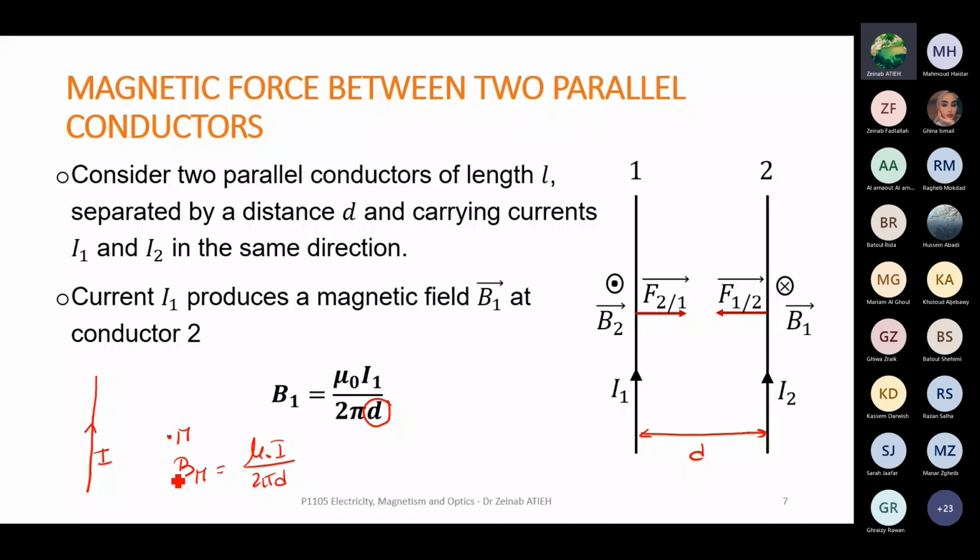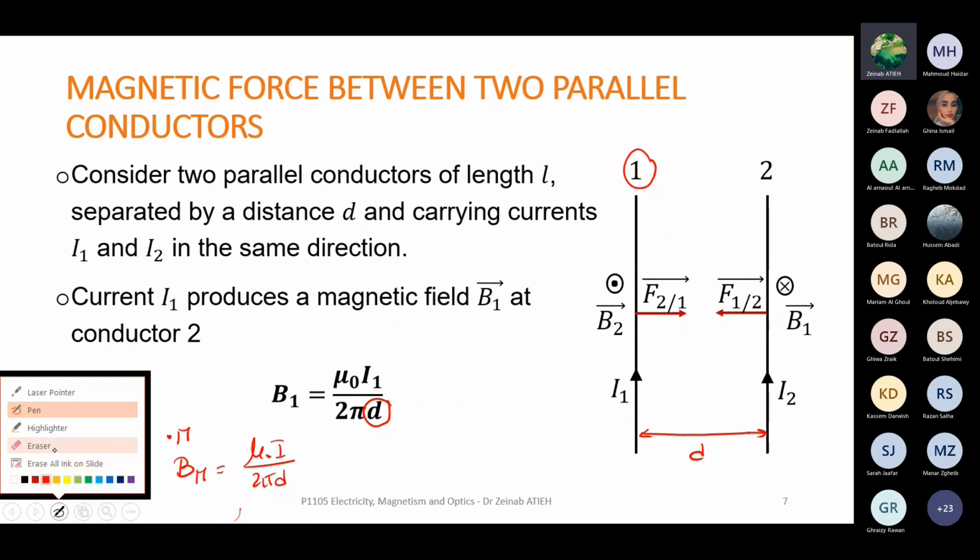So this is B. Now I1 will create a magnetic field at 2. I named it B1. B1 can be found by the right-hand rule, something called the curl right-hand rule. I will explain this when I upload the video so that you can see my hand. How do I find the right-hand rule?